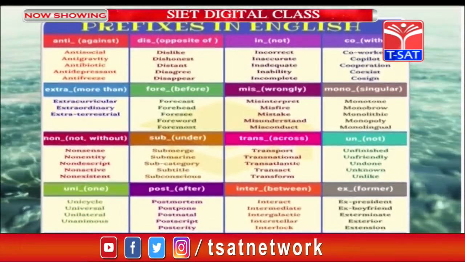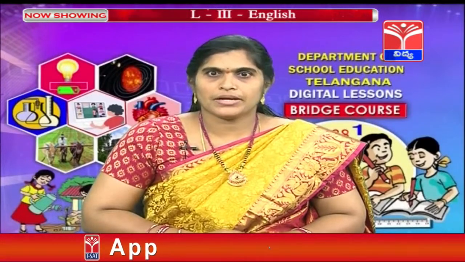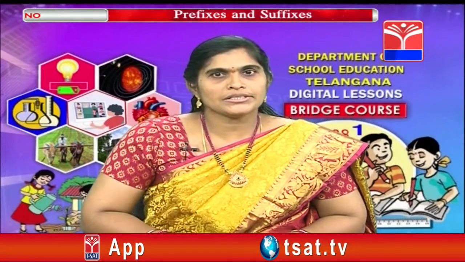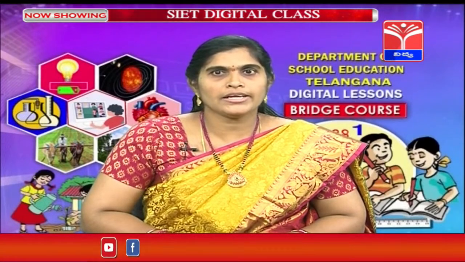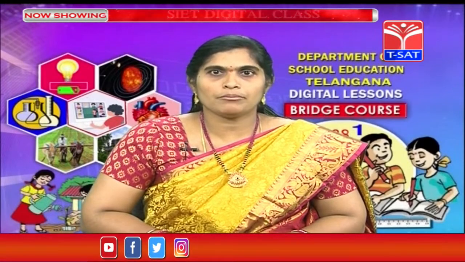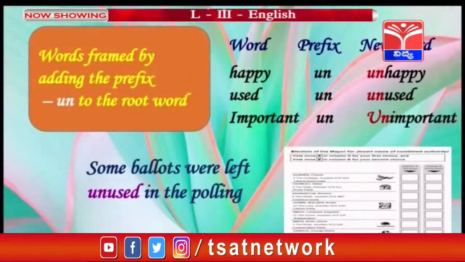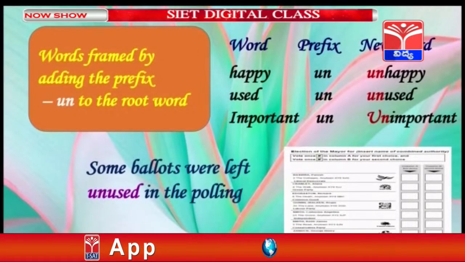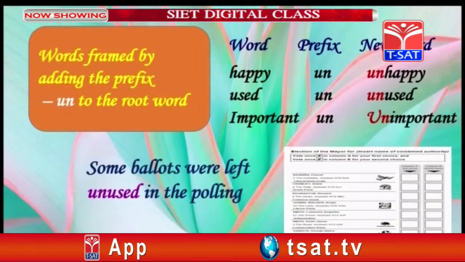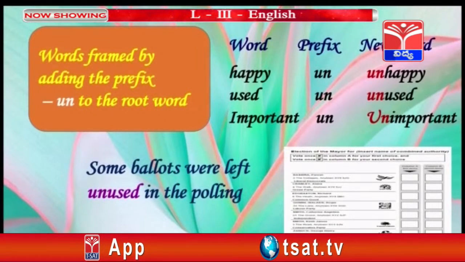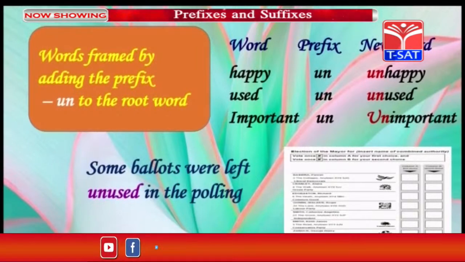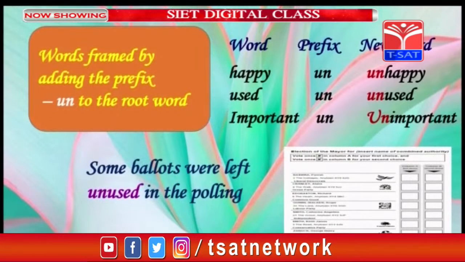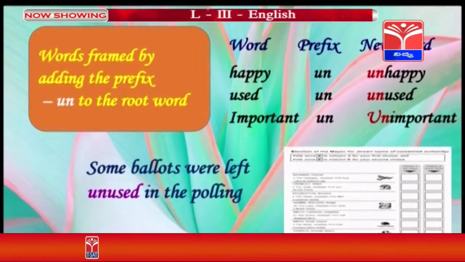For example, ex-president, ex-boyfriend. Now children, we shall see how to identify the root word and the prefix and also the formation of new words. Now children, we shall see each one in detail. Words framed by adding the prefix un to the root word. So, now we have to identify the root word and the prefix and also the formation of the new word. Shall we see, children? Okay.